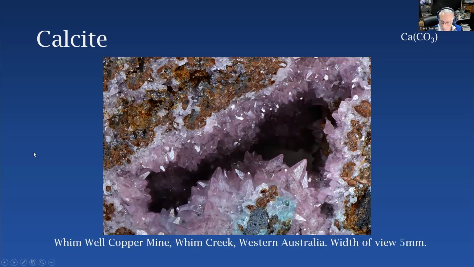And then over in Western Australia, we've got a little bit of cobalt getting into the mix at Wim Creek. Wim Creek is best known for its wolfenite in Australia.